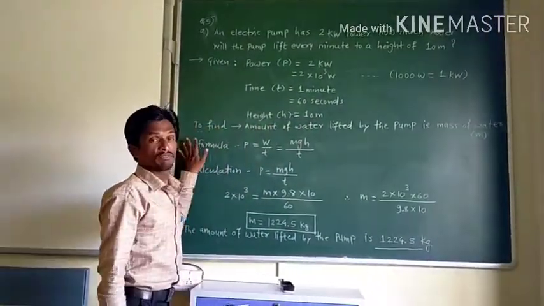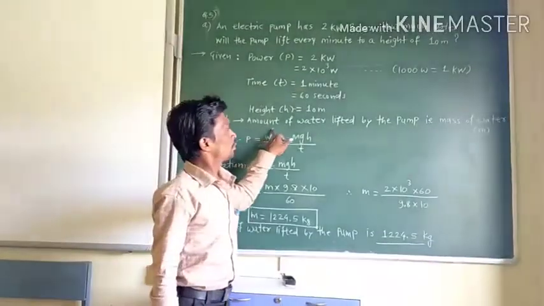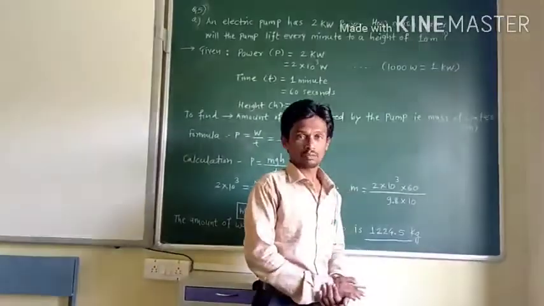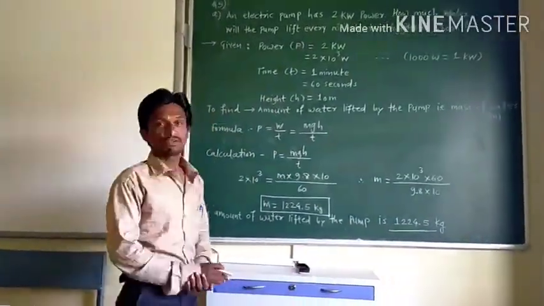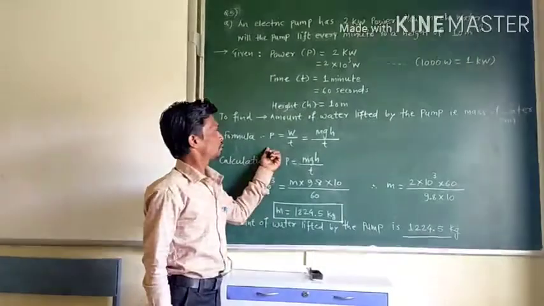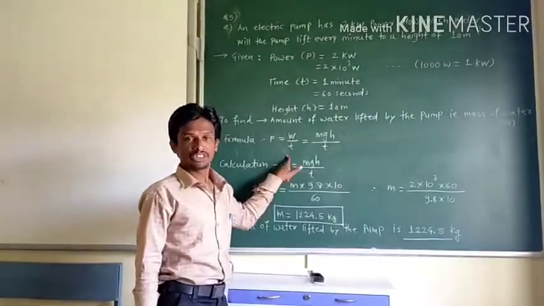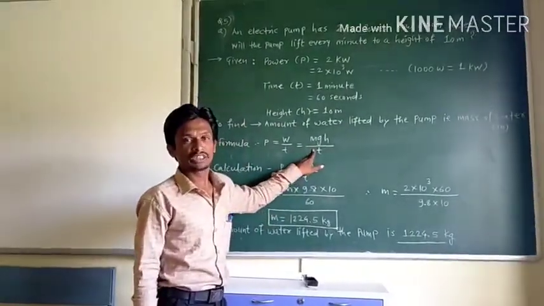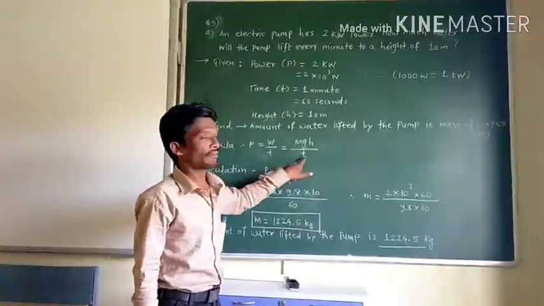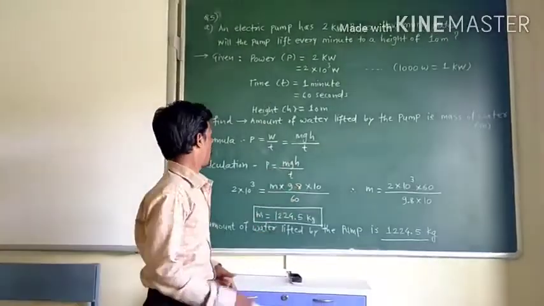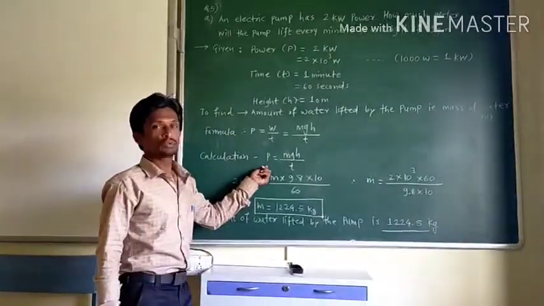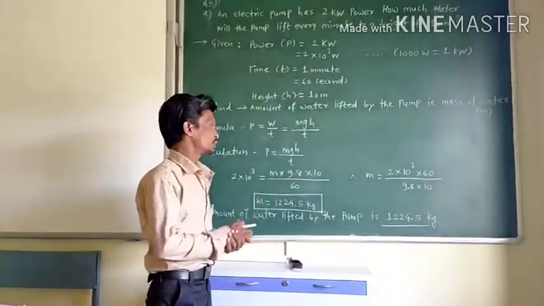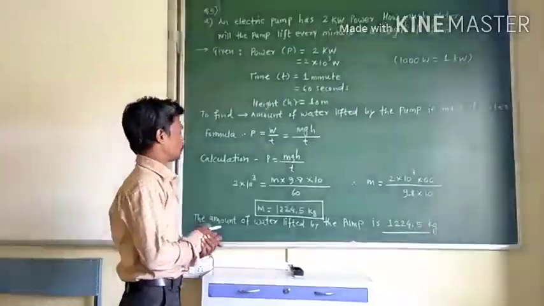Whatever we find, that amount of water lifted by the pump, that is the mass of that water. So what is the formula? Formula is power is equal to W upon T, where W is equal to mgh, mass into gravitation into height, divided by time. So power is equal to mgh divided by T. We put the values here and find the solution.